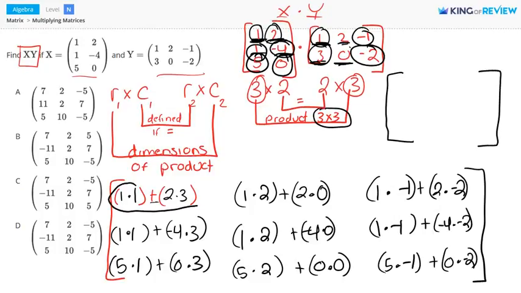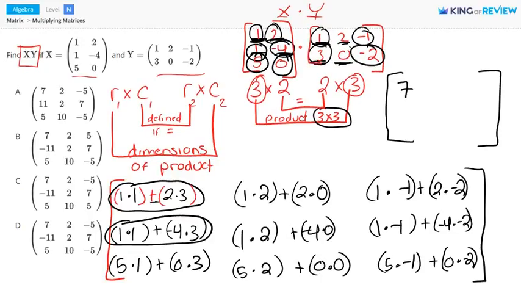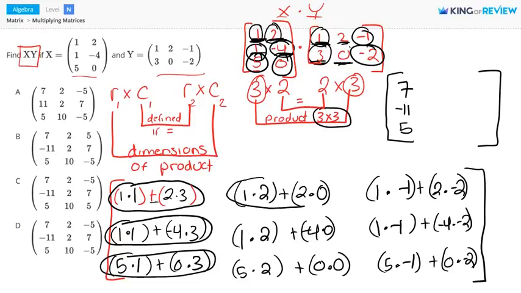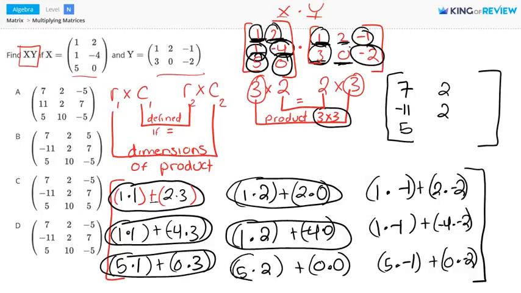So the first entry here, 1 times 1 plus 2 times 3. This is 1 plus 6, or 7. Now let's look at this one. We have 1 times 1 plus negative 4 times 3. This is a 1 plus a negative 12, and this gives us negative 11 for that entry. Then we have 5 times 1 plus 0 times 3. This is 5 plus 0, or 5. Now moving on to column 2, we have 1 times 2 plus 2 times 0. This is 2 plus 0, or 2. 1 times 2 plus negative 4 times 0 is 2 plus 0, or 2. 5 times 2 plus 0 times 0 is 10 plus 0, or 10.